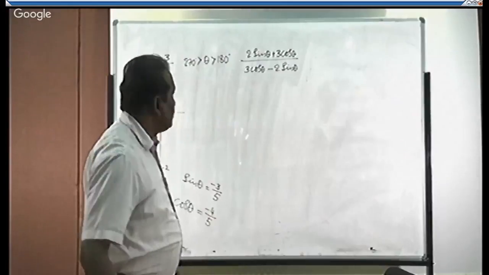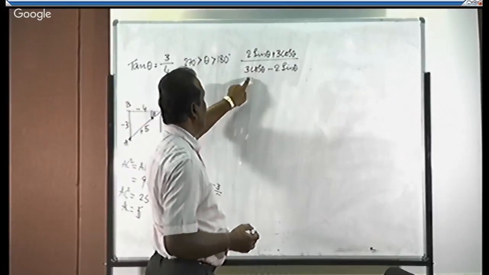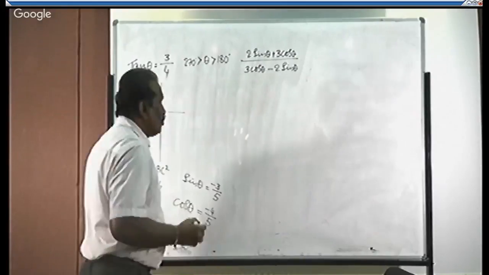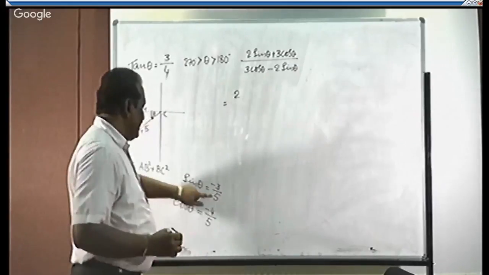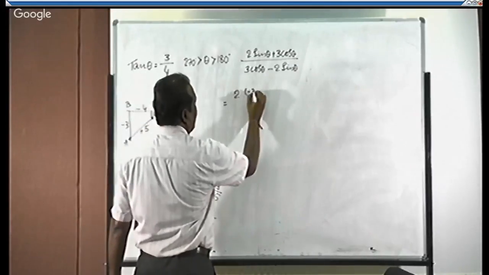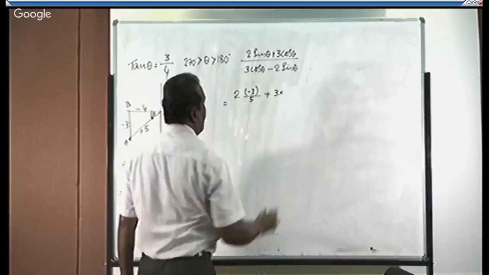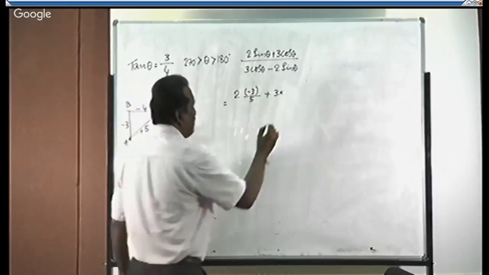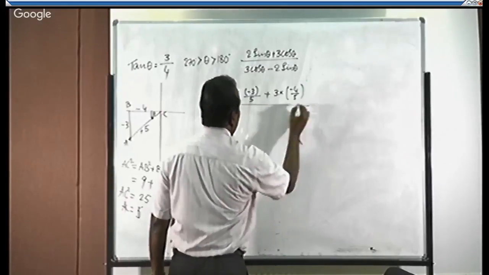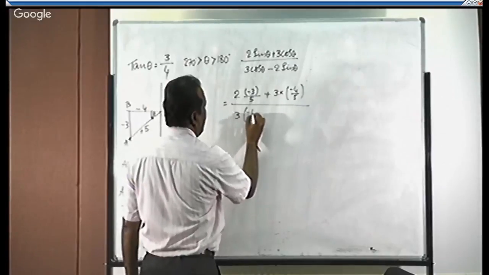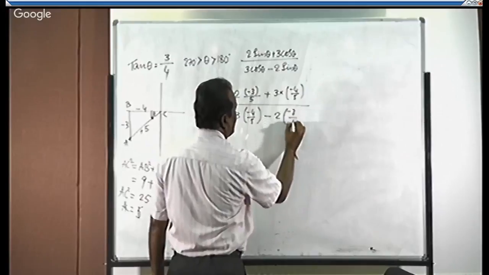Now recall the given required ratio: 2 sin theta plus 3 cos theta divided by 3 cos theta minus 2 sin theta. Now 2 into what is the value of sin theta? It is minus 3 by 5. Plus 3 into what is the value of cos theta? It is minus 4 by 5. Right? Whole divided by 3 into minus 4 by 5 minus 2 into minus 3 by 5.